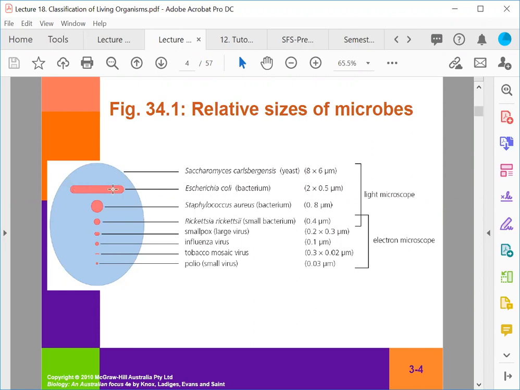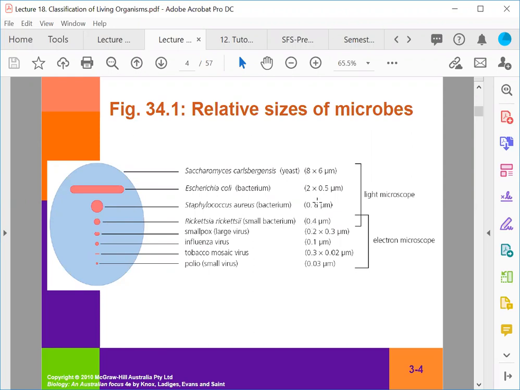Now let's compare that to a typical bacterium. So that's one bacterial cell there. This is E. coli, Escherichia coli, and you can see it's much smaller at 2 by 0.5 microns. Then we have Staphylococcus aureus. Everyone's probably heard of golden staph. And this one has the dimensions 0.8 microns. And then we get down to one of our very small bacteria. This is Rickettsia rickettsii, and it has these dimensions 0.4 microns.